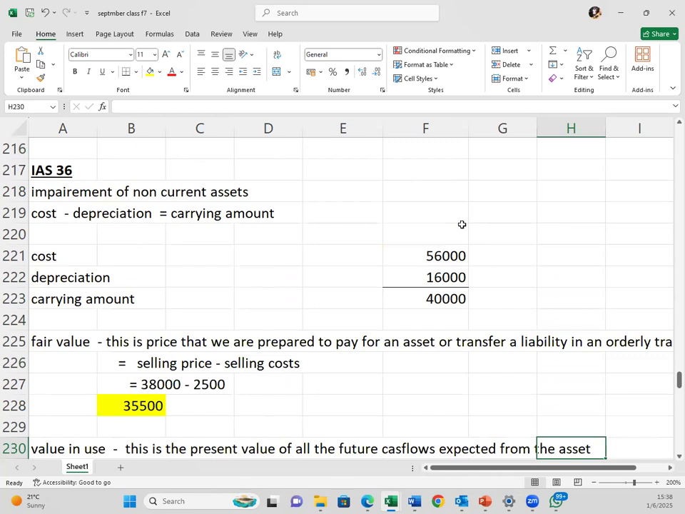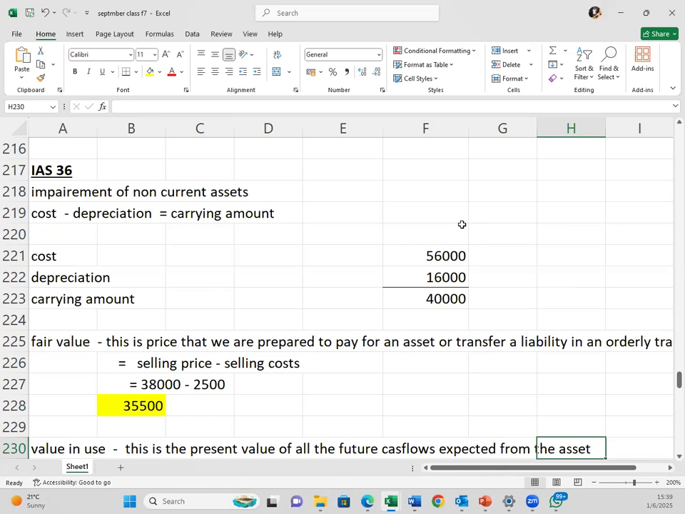When an asset is impaired, we say that the carrying amount is higher than the recoverable amount. So we are saying the amount we have recorded for this non-current asset is higher than what we can recoup, or what we can recover from the non-current asset. If there is an impairment loss, the assets are over-recorded. The carrying amount of the assets is higher than what we are capable of receiving from that asset.